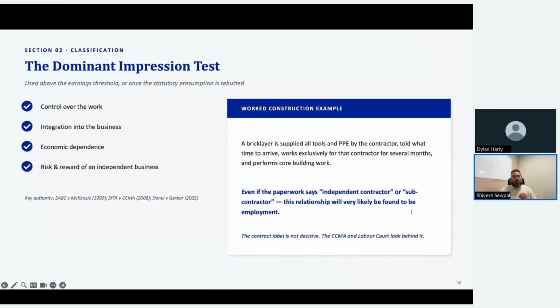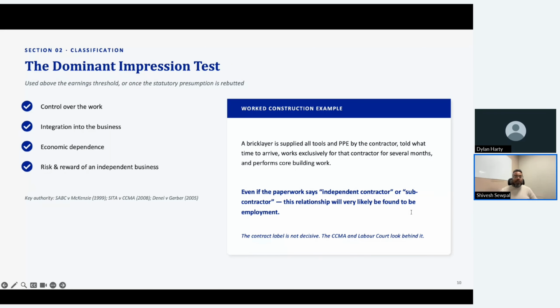Now, what happens if the worker earns above the earnings threshold, or if the employer tries to rebut the Section 200A presumption? Then we move into what is commonly called the dominant impression test. This means the court or the CCMA looks at the overall relationship and asks, who really controls the work? Whether the person is integrated into the business, whether they are economically dependent, and whether they carry the risk and reward of running an independent business.